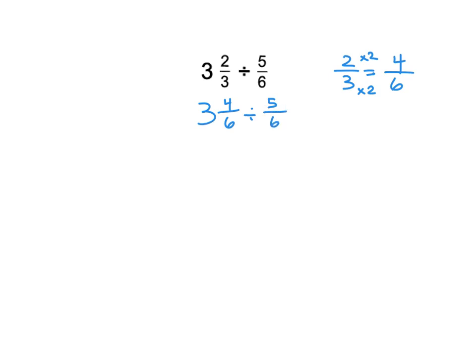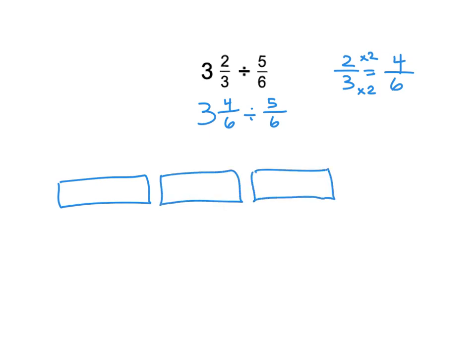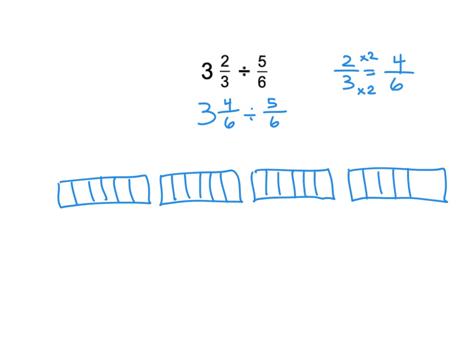So when I draw my picture, I will have 3 rectangles. Those will be completely shaded in. My last rectangle won't be fully shaded in. So I'm going to break it into sixths. And we'll do some shading. So like I said, 1, 2, 3, 1/6, 2/6, 3/6, 4/6. So that's what our picture looks like.